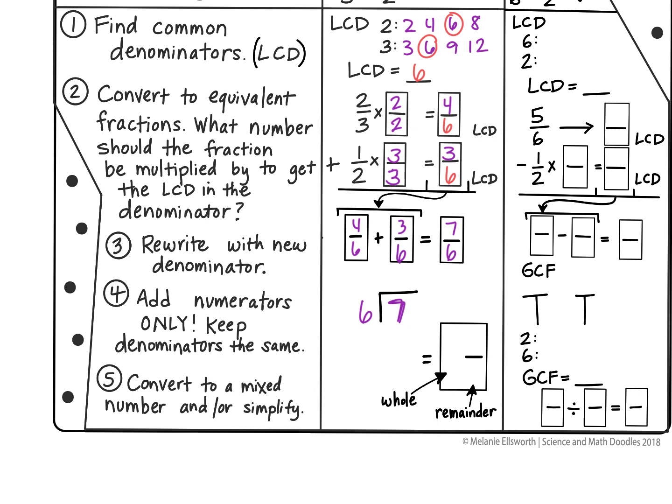So 6 goes into 7 how many whole times? Once, which is 6, and I have 1 left over. So 1 becomes my whole number. The remainder becomes 1, and the denominator stays the same. So my answer is 1 and 1/6.